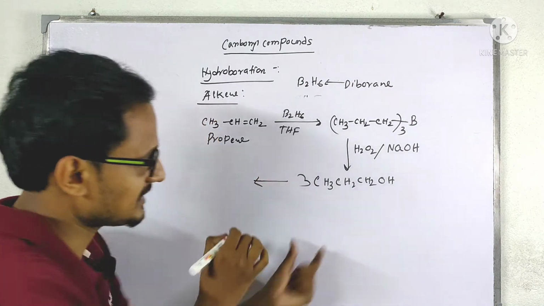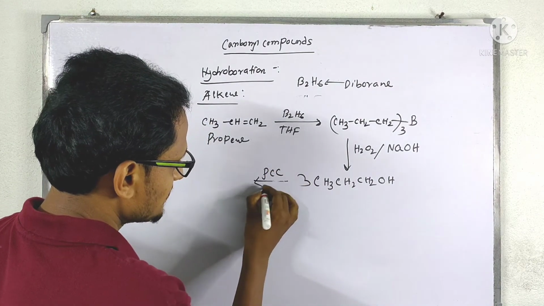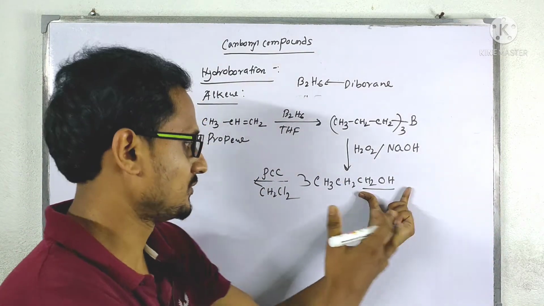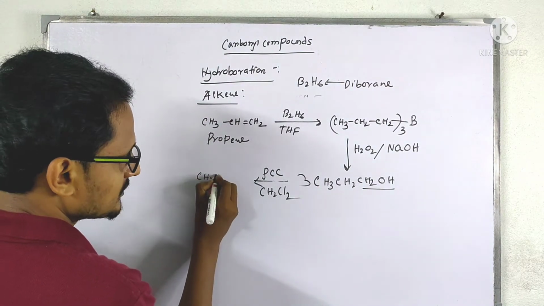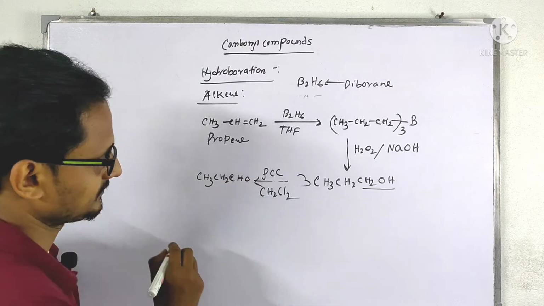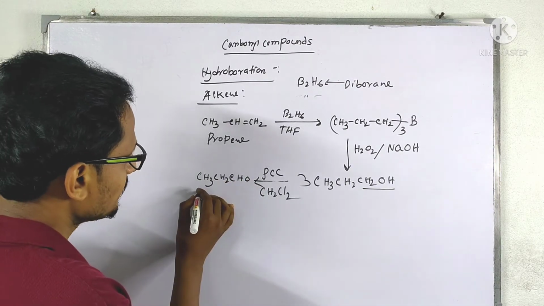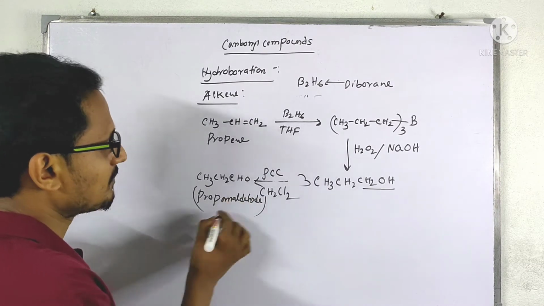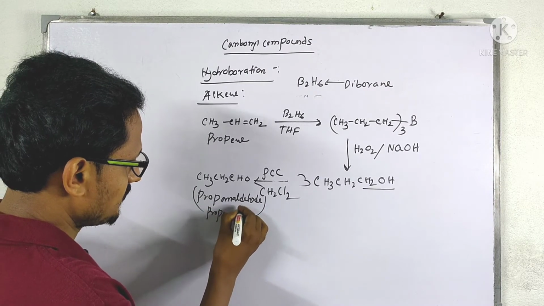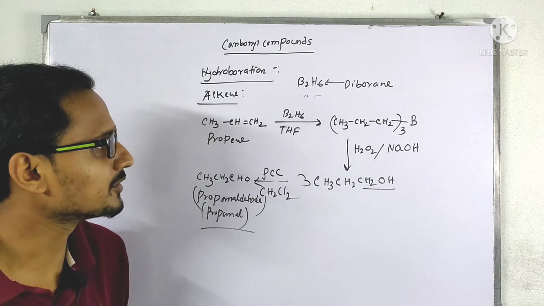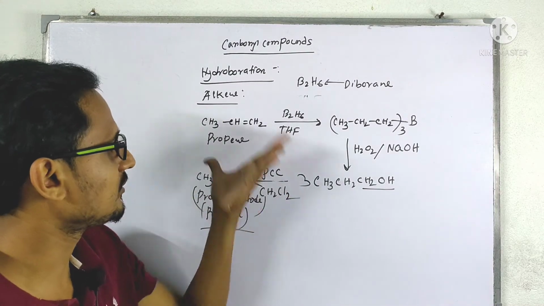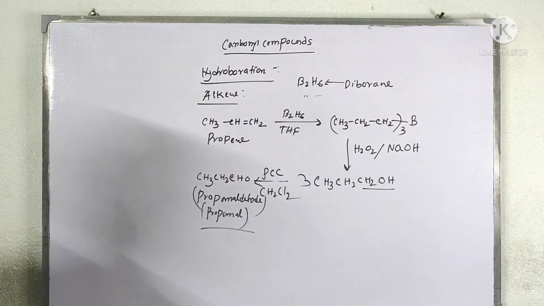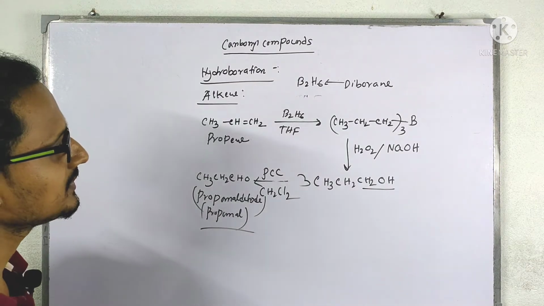Now when this alcohol is treated with PCC in presence of CH2Cl2, this CH2OH group will be converted to CHO. So we will get this compound, propanaldehyde, or propanal, we can say. So this is a very important method to form an aldehyde from an alkene. Please write this note so that I can go to the next.